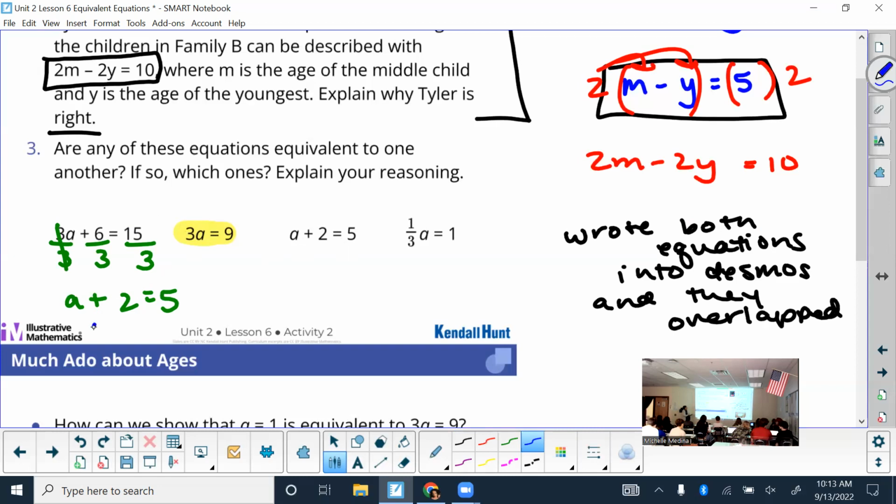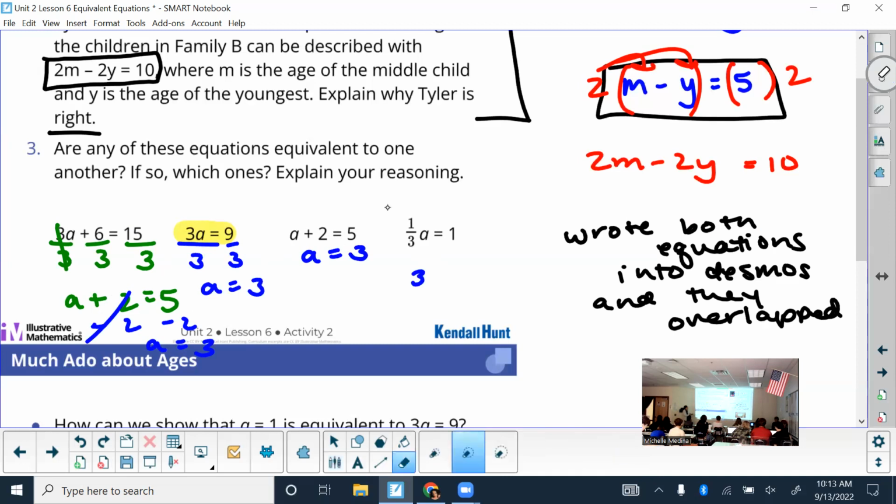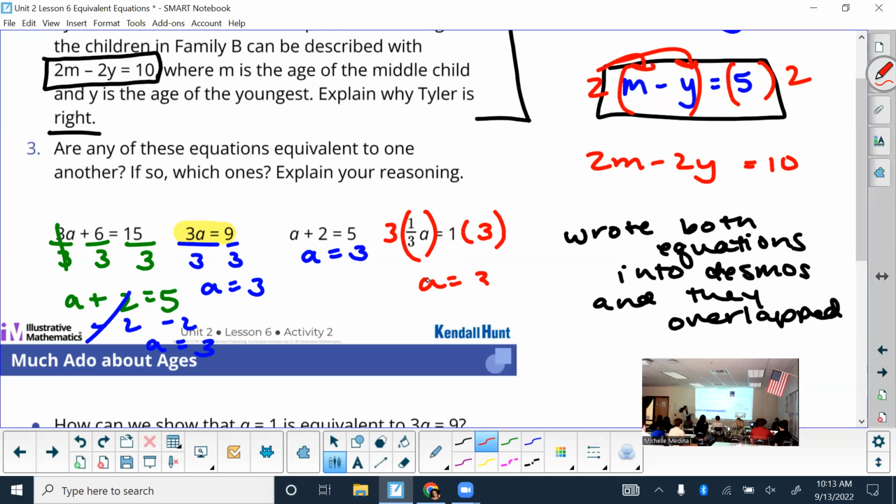How do you get the a by itself? Subtract 2 on each side, I get a equals 3. Over here, do the opposite of what's being done, a equals 3. Same thing over here, a equals 3. Well, what's opposite of dividing by 3? Multiplying by 3, so that's what I do on each side here to get rid of that 1/3. And a equals 3. So that's another way you could have determined that they're all equivalent.